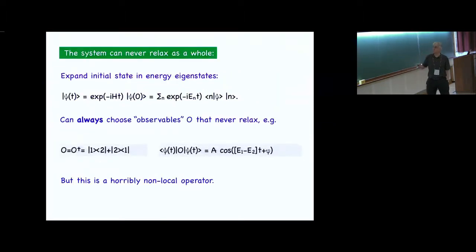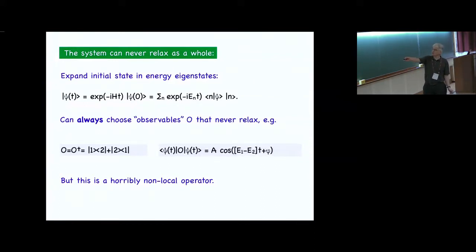Now, the system, obviously the way I've set it up, can never relax as a whole. That's very easy to see. The proof is here. Take your initial state and expand it in a basis of energy eigenstates. This is my state of the system at time t. The n are the eigenstates of the Hamiltonian, which induces the time evolution. I just insert a complete set of states here, so I get this expansion of the state of the system at time t in terms of the energy eigenstates. I can always do this. Now I can always choose observables that never relax. So let me look at this particular observable. An observable in quantum mechanics a priori is just any Hermitian operator. This involves two energy eigenstates, which I call 1 and 2, and it clearly is Hermitian.